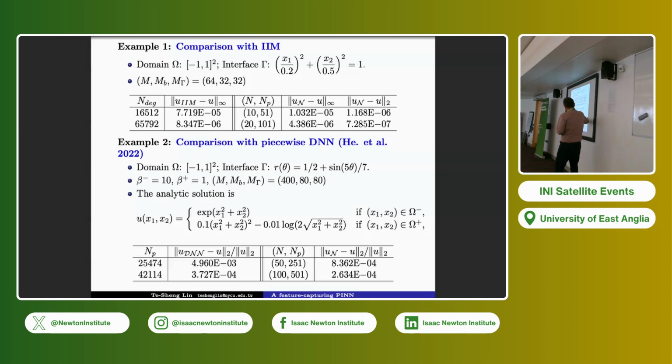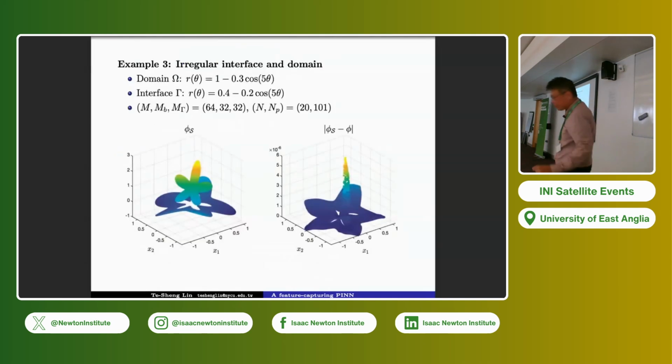Also compared with other piecewise deep neural networks, we got roughly the same order of accuracy. The good point of this network function is that it's very easy to handle irregular domains. This is an irregular domain with a piecewise smooth function, with only one piece, and then the error is 10 to the -6.